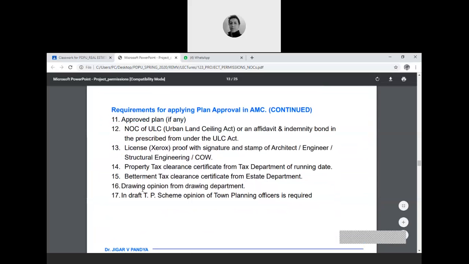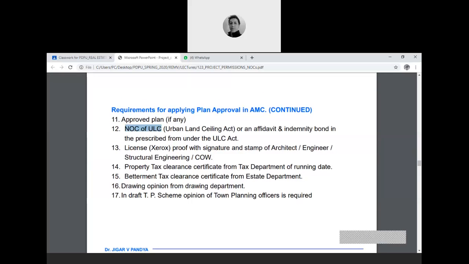Apart from that, there is one more no objection certificate from the Urban Land Ceiling Act Authority. Now, this act is no longer valid; it is repealed. However, the ULC authority is still there, and you need to get an NOC, a no objection certificate, which is easy to get. It's a one-stop solution for you guys, but it is mandatory to be submitted.